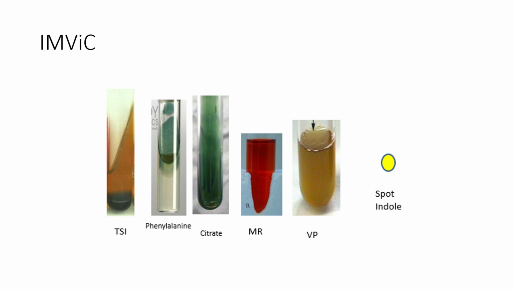Now this one, we're also going to score the IMViC. So we have a negative, positive, negative, negative. We look at indole, MRVP, and then citrate. For our phenylalanine, we actually did get the color change. So when we added this, we got the color change. Here we have a positive phenylalanine test. And for our TSI slant, we have A over A, H2S positive.